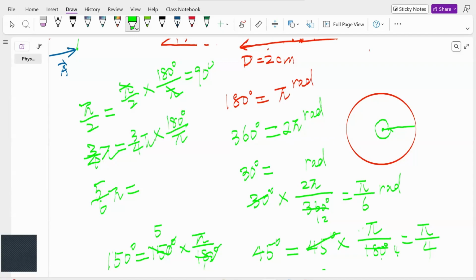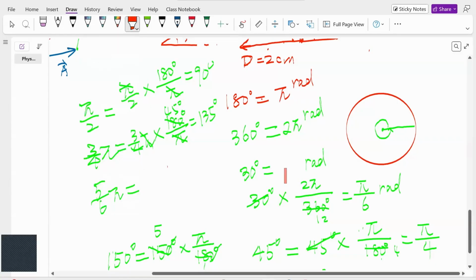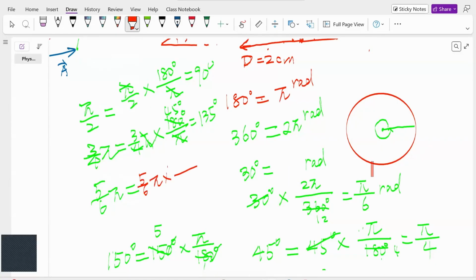How many degrees? You can cancel out pi, right? Yeah. And then 180 divided by 4, you get 45. So you get 135 degrees. Very good. Right? Just set up the conversion factor. And this one is 150 degrees. Good? Yeah. This is how you do it.